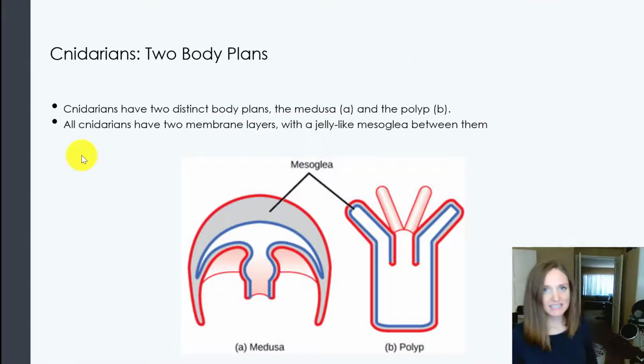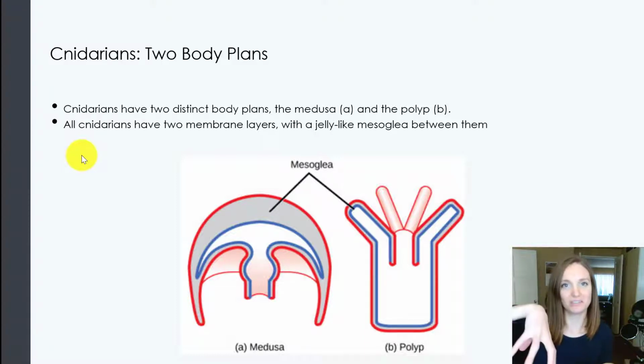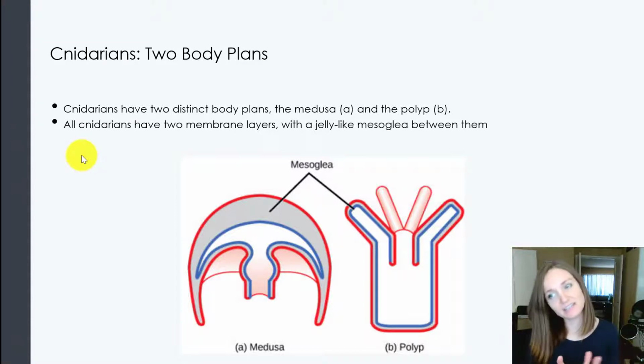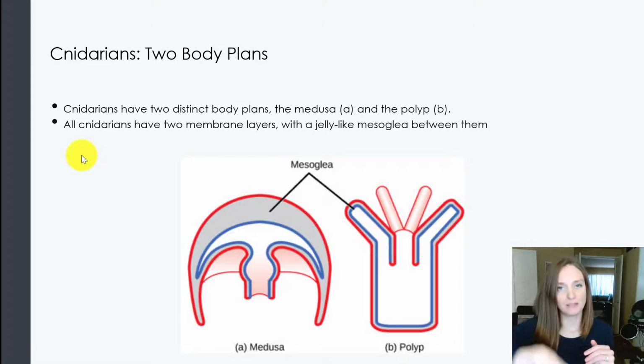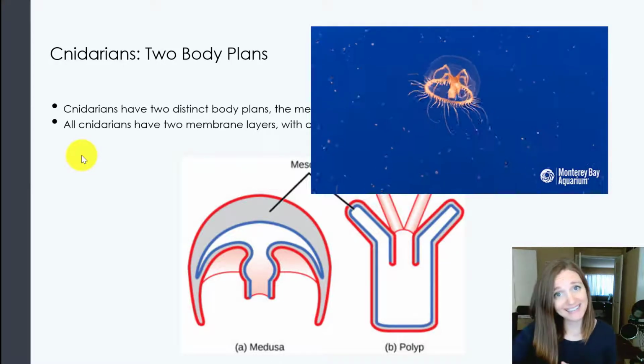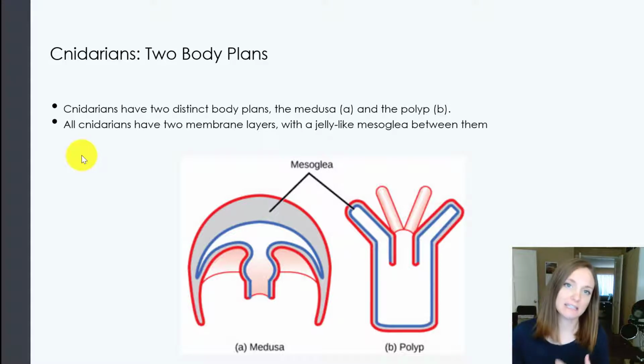So cnidarians, we typically say they come in two basic forms, and these two forms, the medusa and the polyp, they're basically the same, just one's upside down compared to the other, right? So the medusa stage is typically the motile stage. This would be something like a jellyfish, right? That would be a medusa stage organism. The polyp stage is typically the sessile stage, the stage that is stuck in one spot.